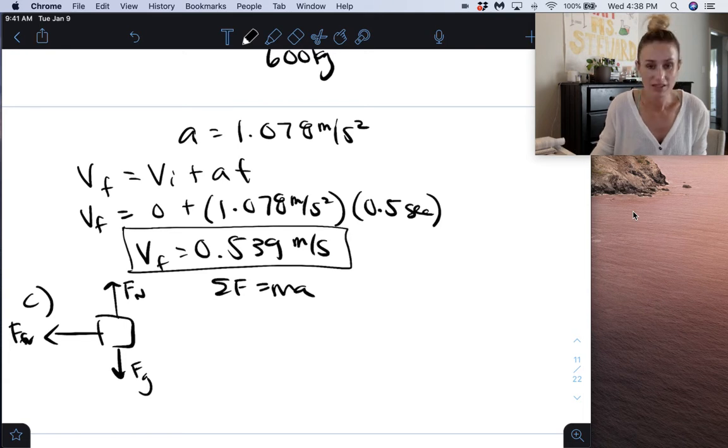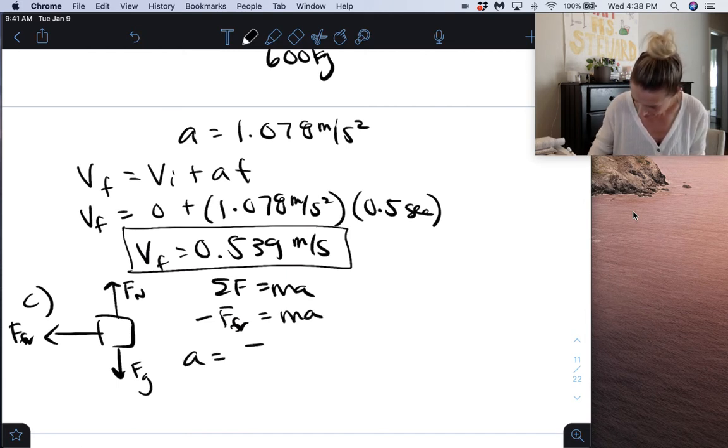And I'm still going to call to the right positive because I know that we're sliding to a stop, which means if I have a positive velocity, I'll get a negative acceleration. So that means a negative friction force equals mass times acceleration. Solving for acceleration here, we get negative mu k, still kinetic because we are still moving, times the normal force, which of course is mass times acceleration of gravity, divided by mass.